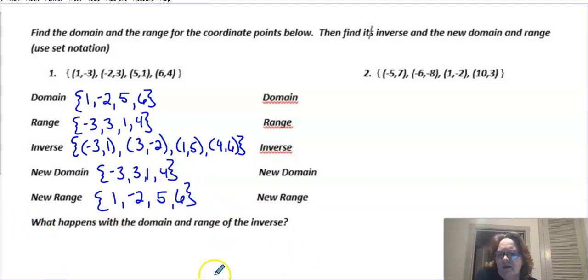What happens with the domain and range? They switch places. So you can just write something really simple, like they switch. One becomes the other. However you want to state that is fine.